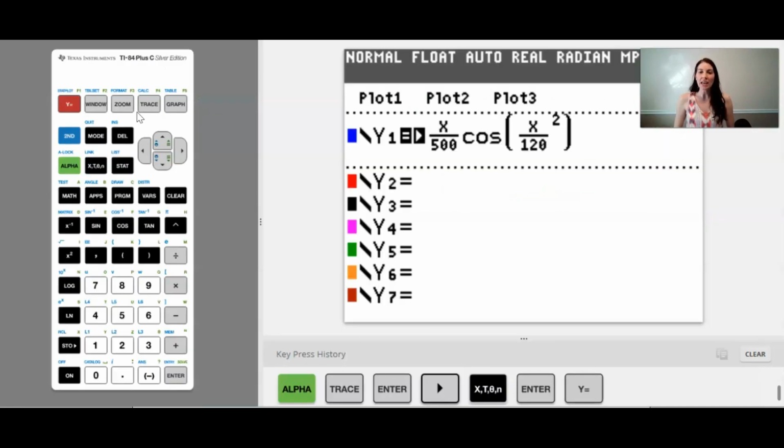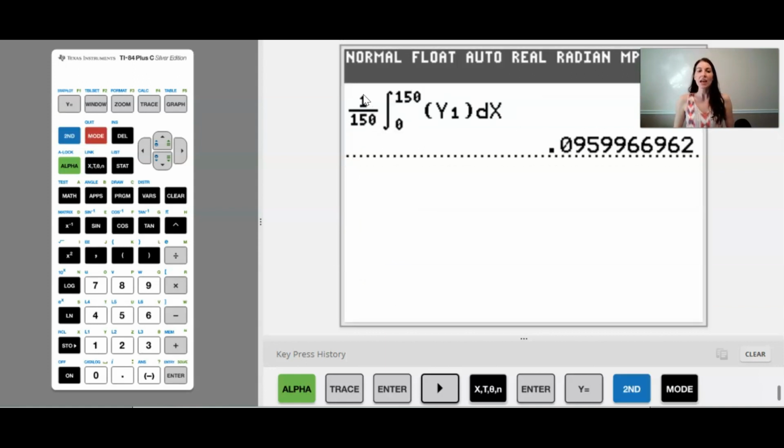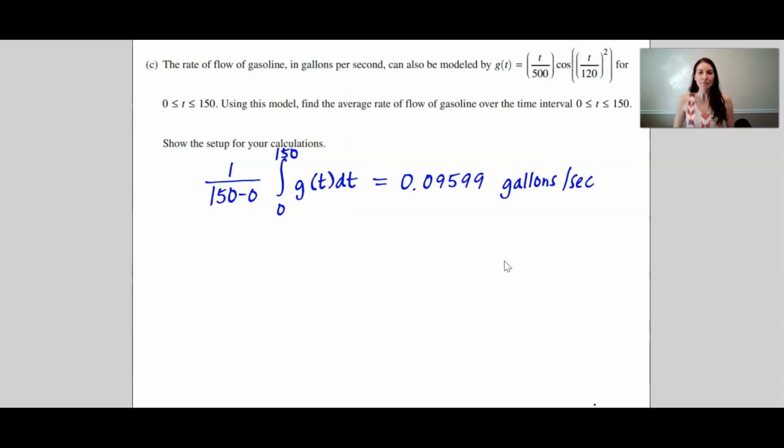Let me show you what I mean. I come over here, press y equals, go to y1, and type in the function they give us, because most likely you're going to have to use it several times. Once I have that in there, I can go to my main screen and find 1 over 150 minus 0, or 1 over 150, times the integral from 0 to 150 of y1. I can get that y1 by pressing second trace. You can see here that I get this value as my answer. Now, on the AP exam you need to provide at least 3 decimal places. I gave more here, that's fine. And the unit for the average value would be gallons per second.